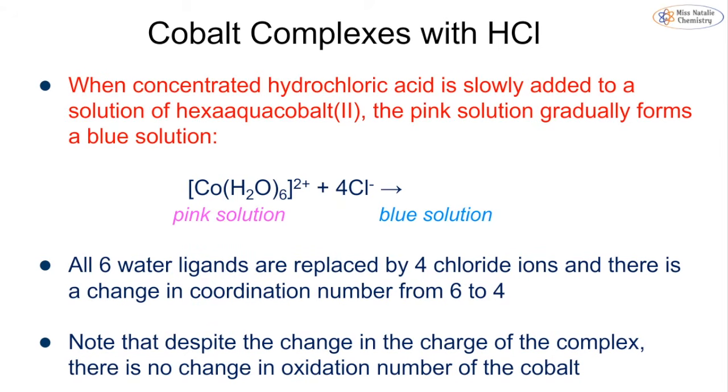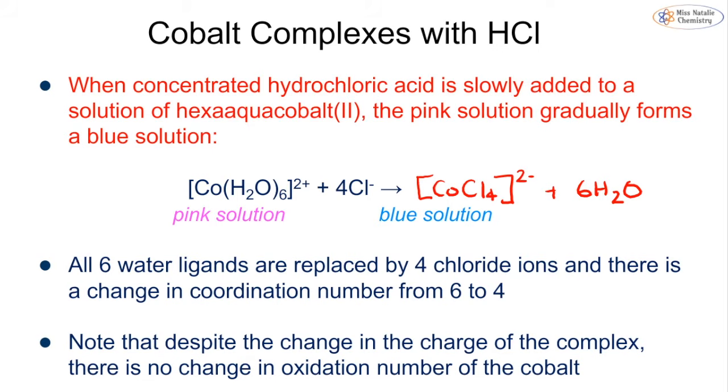We can also react cobalt complexes with HCl. So this is one of the few that you have to know, and when it reacts with HCl, this is our change in coordination number. So it's very similar to the copper. So if we take this hexa-aqua cobalt 2, which is this pink solution, and we add the concentrated hydrochloric acid very slowly, we will get a new complex of the cobalt chloride with a charge of 2-, and we've removed those 6 water ligands.